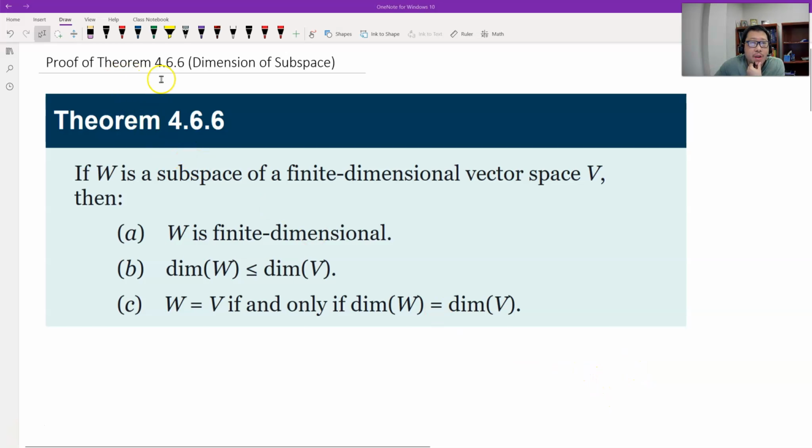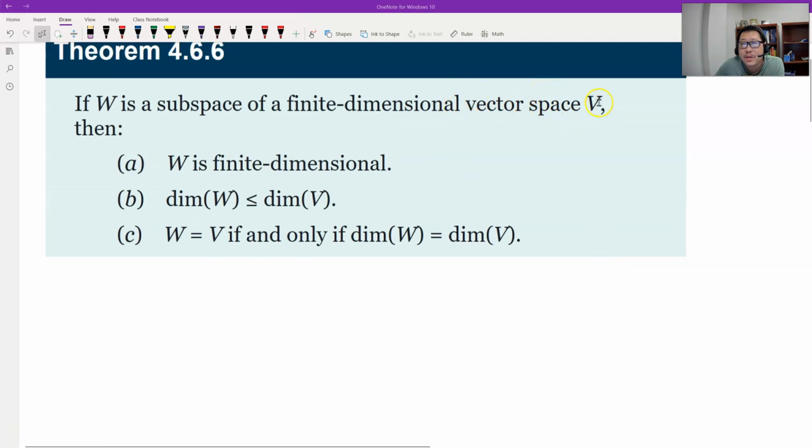In this video, let's prove Theorem 4.6.6, dimension of subspace of a finite dimensional vector space. If W is a subspace of V, and V is finite dimensional, we can simply say the dimension is 3 or 4 or something. Then the first result: A, W is also finite dimensional. B, the dimension of W is no more than the dimension of the whole space. C, W equals V is equivalent to the two dimensions being the same. This looks obvious. Okay, so let's give a proof.